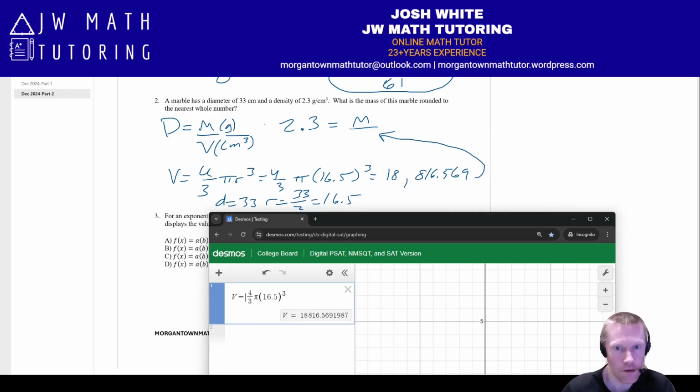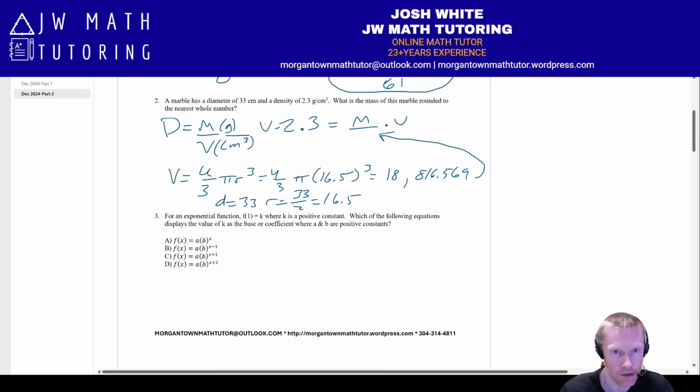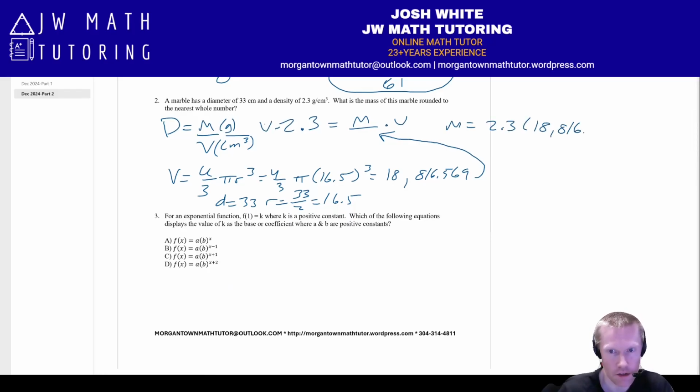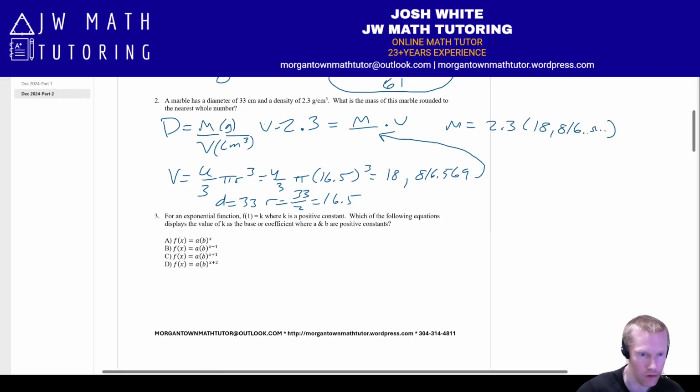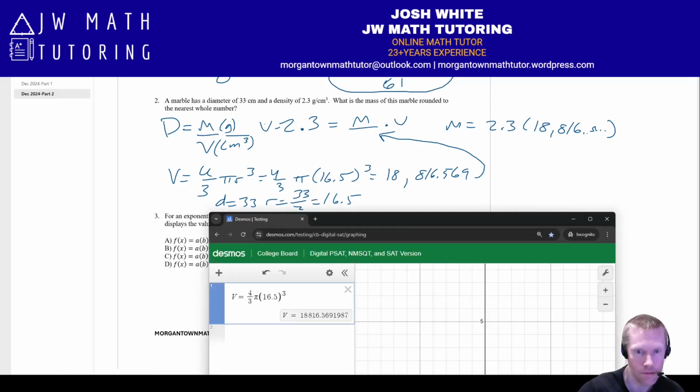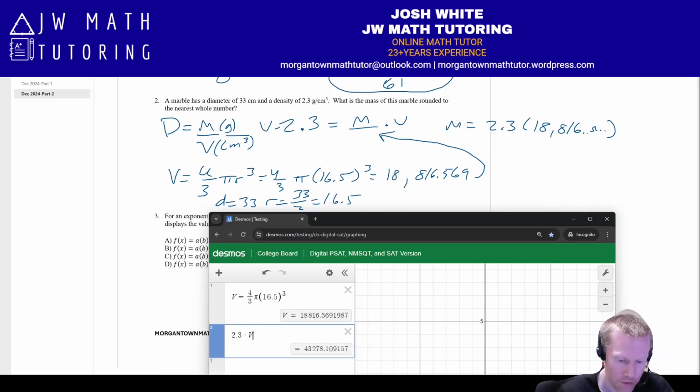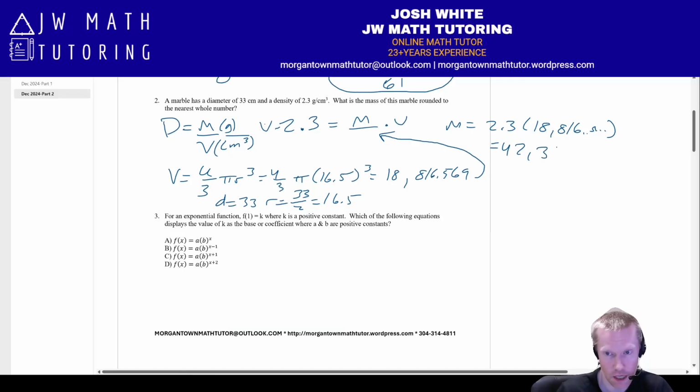All right, so notice now with solving for the mass, all we have to do is multiply by the volume on both sides. So the answer to this is going to be 2.3 times 18,816.5 blah, blah, blah, whatever. And that's going to give us our mass in grams. So I'm just going to take 2.3 multiplied by V. All right, there's my answer. And it says to round it to the nearest whole number, so 43,278. That's what the answer would be.